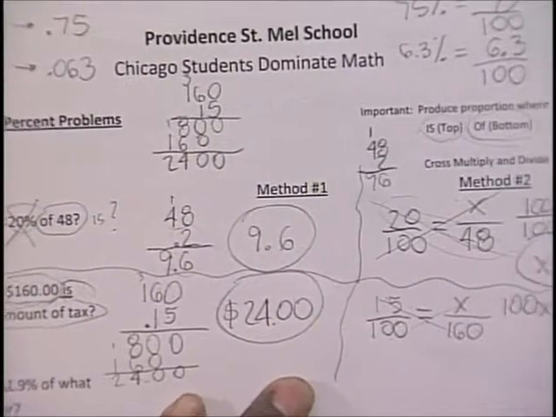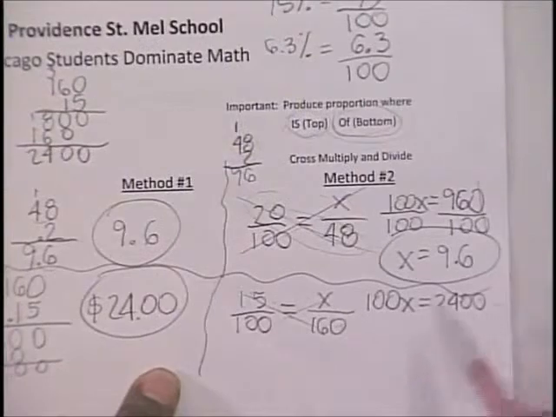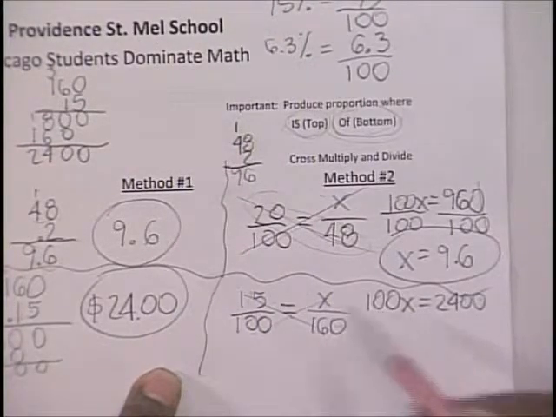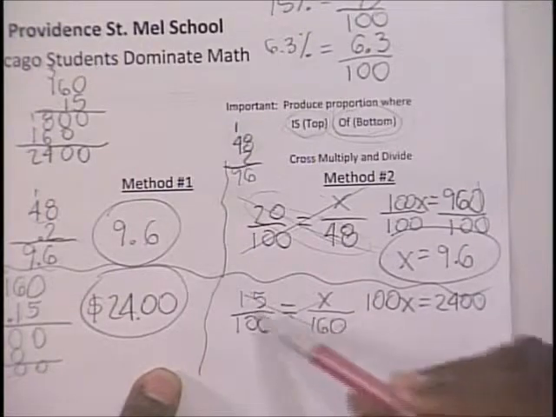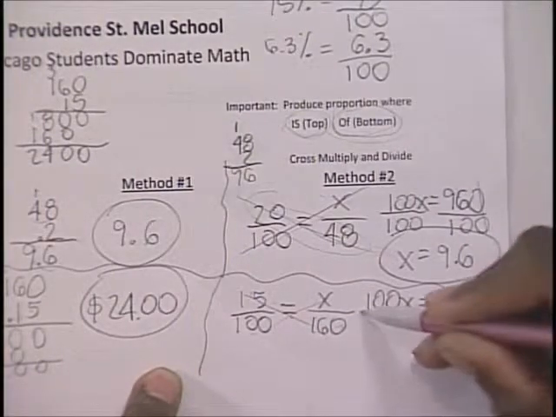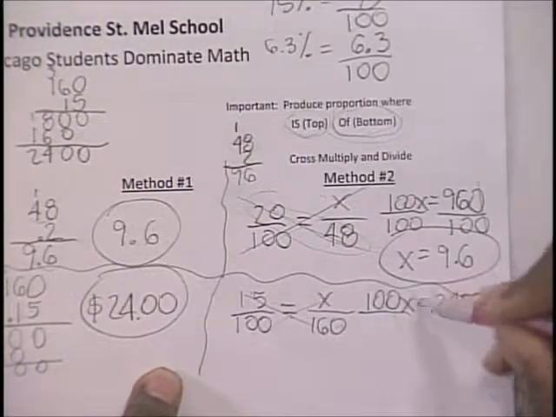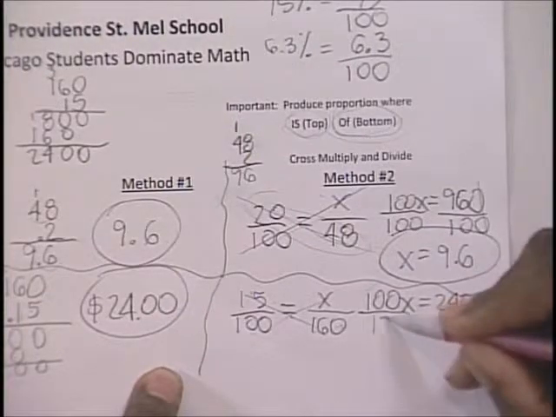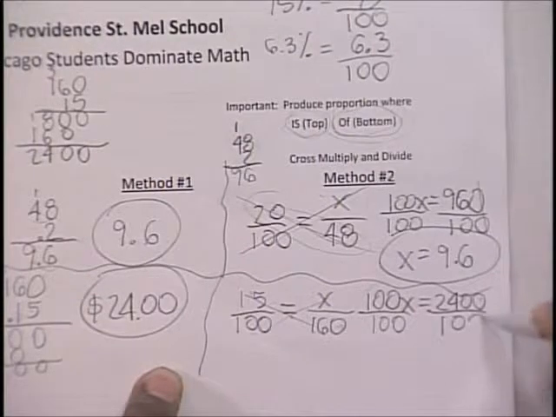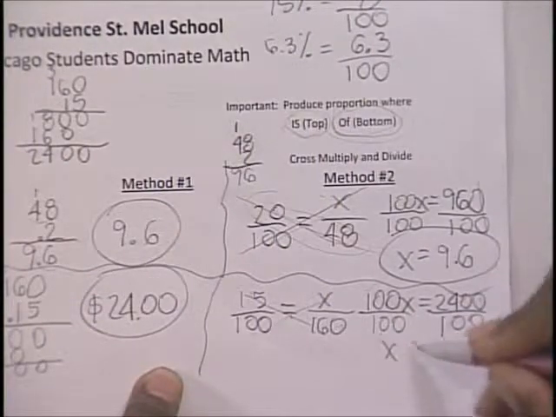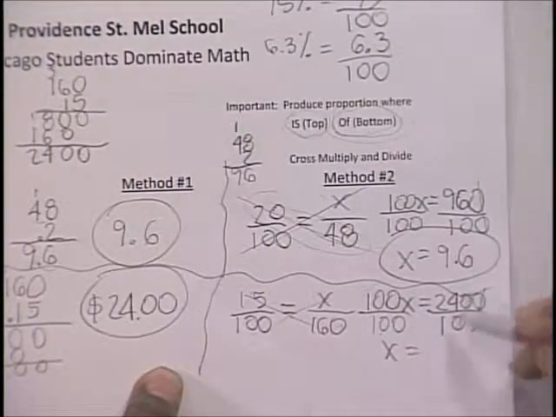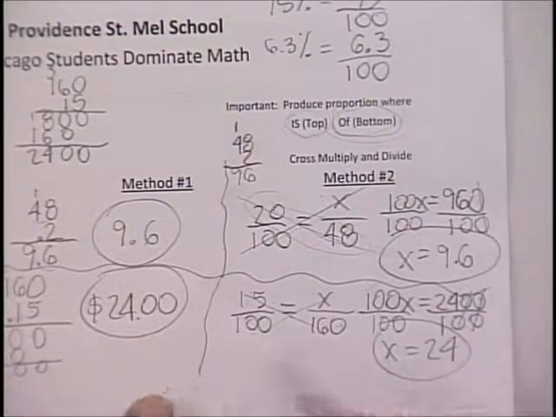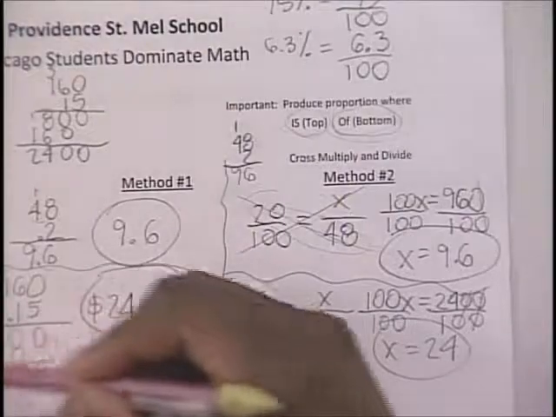All right, so we cross multiplied. We have 100 times x. 100 times x is 100x. 15 times 160 is 2400. You divide by what's next to what you're solving for. You're solving for x, you divide by 100. Divide by 100, and then you get x is equal to 24 divided by 1 is 24. So you get the same 24 that we got in the first method.